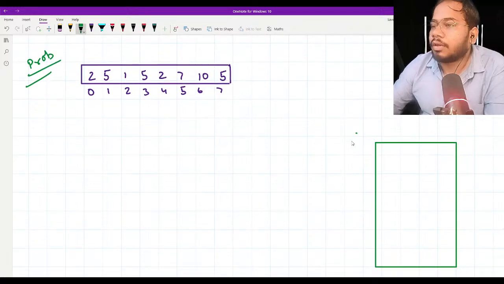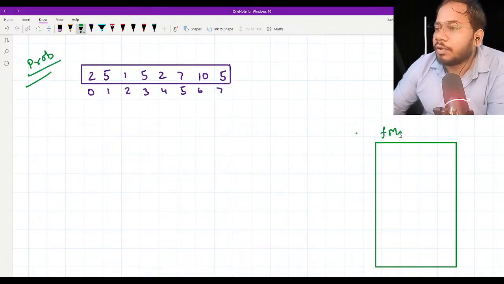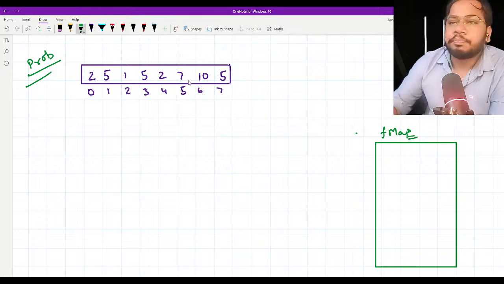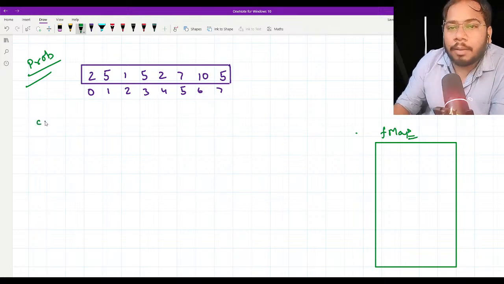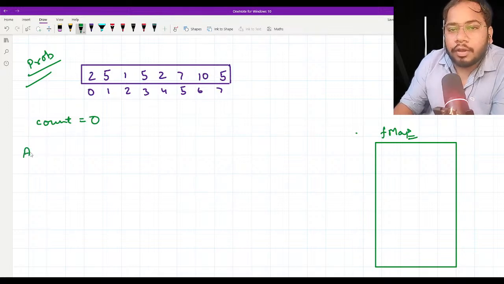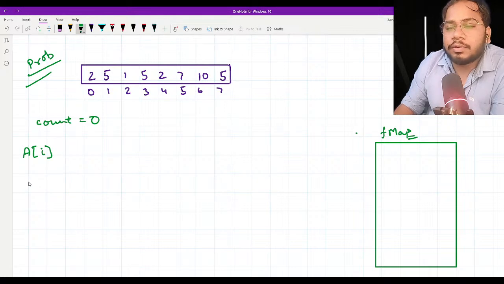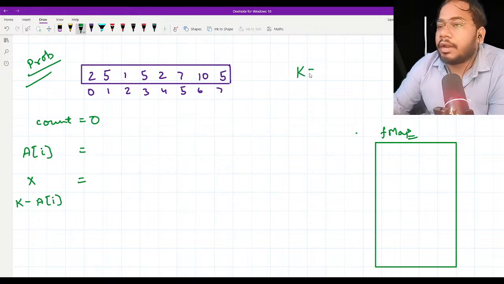Okay, so this is the frequency map. We have a count as 0 initially. We have a of I. We have another value x, and that is k minus a of I. I am again trying to recall the question, guys.